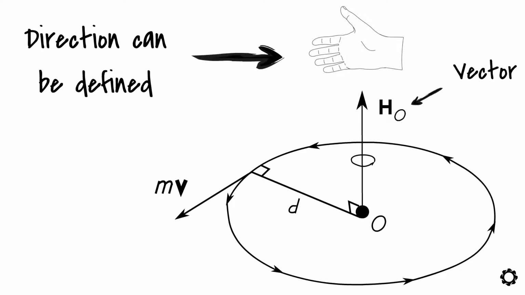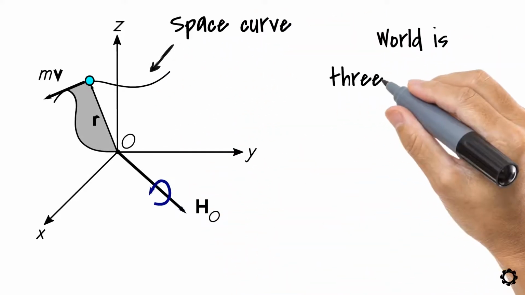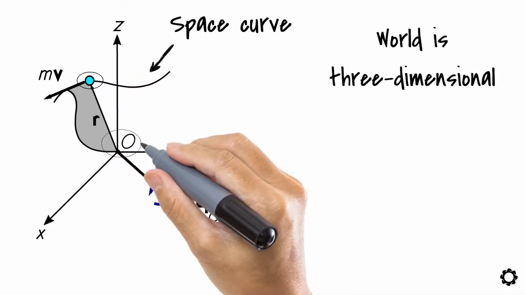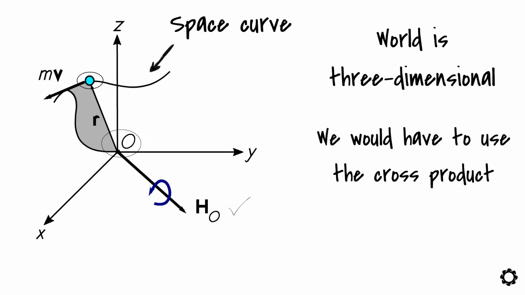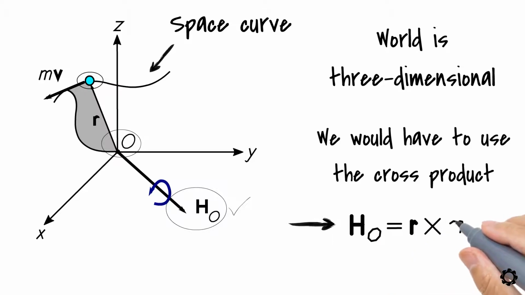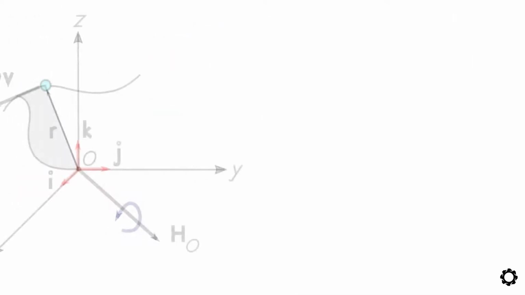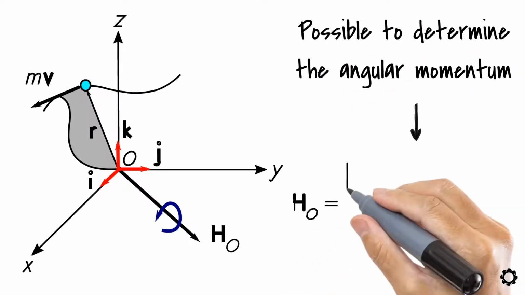In reality, however, the particle would be more likely to be moving along a space curve because our world is three-dimensional. Therefore, to determine the angular momentum of a particle about point O in a spatial case, we would have to use the cross product. In this case, we could express the angular momentum by using the following mathematical expression: H_O equals r cross m times v. To solve the cross product between the position and the particle's momentum vector, it's recommended to use the Cartesian notation so that it's possible to determine the angular momentum from the following determinant.